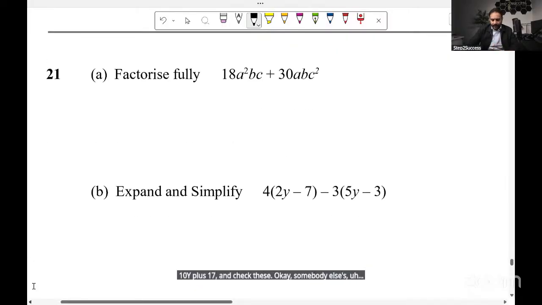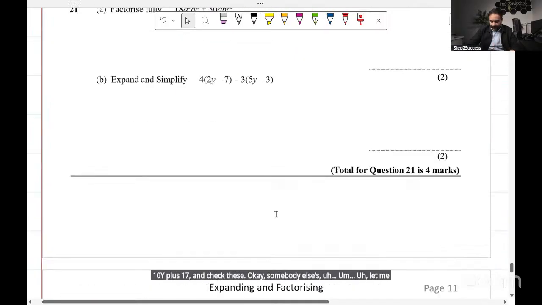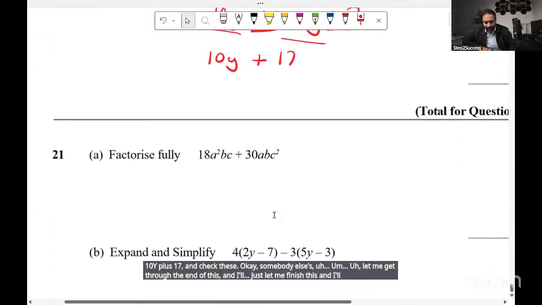Let me get through the end of this, then let me finish this, and I'll show you question 2 and 3 that I did earlier.